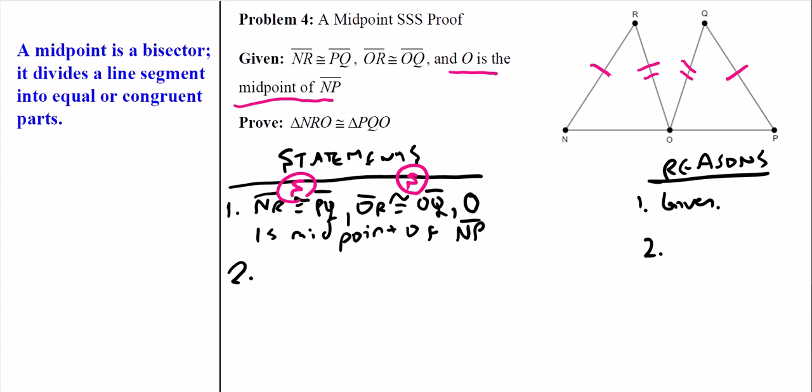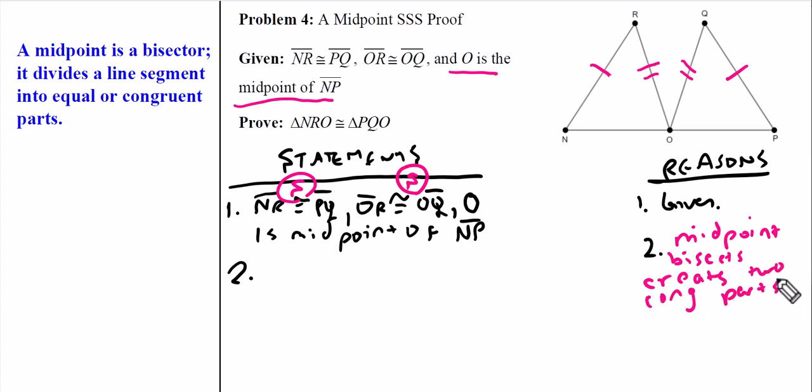So we'll need to find a third pair of sides. Now, O is a midpoint. And if O is a midpoint, it bisects, because by definition, the midpoint bisects. Or, in other words, it creates 2 congruent parts. So I can say that NO is congruent to PO. And that's our third pair of sides, by the way.